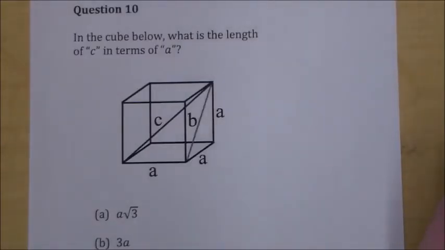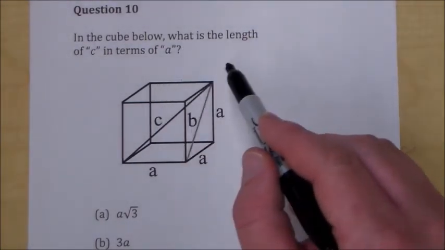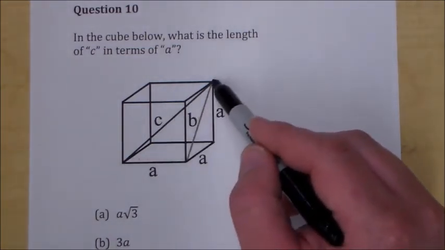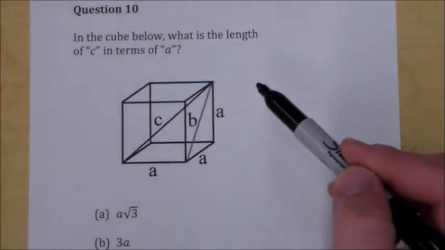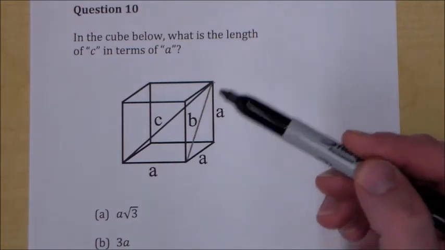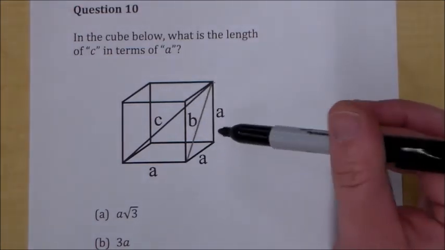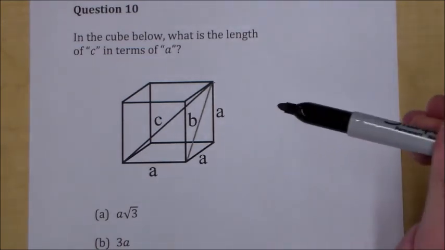Question 10. Oh my gosh, question 10. Another awesome triangle question. In the cube below, what is the length of C in terms of A? And C you can think of as the diagonal between one corner and the other far, far away corner of the cube. And you see a cube and you're like, oh, this is a geometry problem. And it is a geometry problem because you're dealing with triangles, but it's not a cube problem, it's a triangle problem.